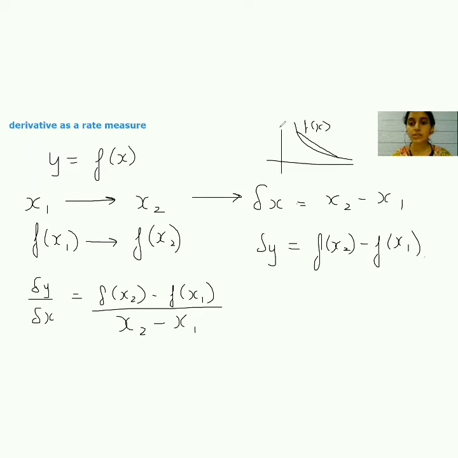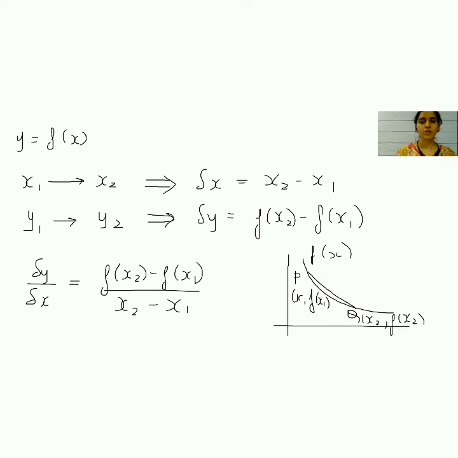So delta y by delta x here can be called the slope of the secant over here, represented by say 2 points P and Q. P is x1, y1 and Q is x2, y2, or you can say x1, f of x1 and x2, f of x2. Yes, so delta y by delta x is the slope of the secant PQ, given by f of x2 minus f of x1 upon x2 minus x1.